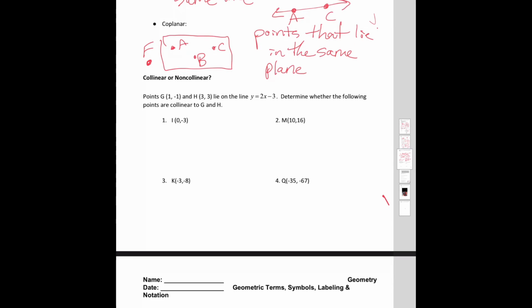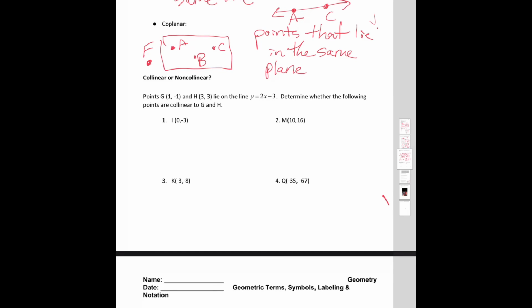So now let's take a look down here: collinear and non-collinear applying to equations of lines. We have points G (1, -1) and H (3, 3) that lie on the line y = 2x - 3. Determine whether the following points are collinear to G and H. So G and H lie on the line y = 2x - 3.